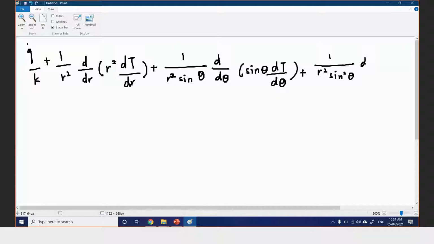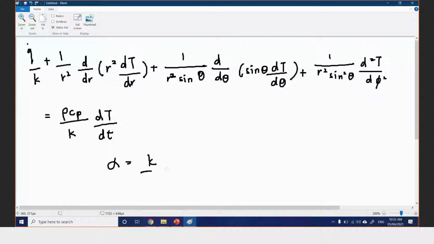Okay, so I confused this with the phi direction, the theta direction just now. So 1 over r squared sine squared theta times d squared T over d phi squared equals rho cp divided by k times dT over dt. If you remember, the thermal diffusivity alpha equals k over rho cp. So this can be changed into 1 over alpha times dT over dt, the change of temperature over time.